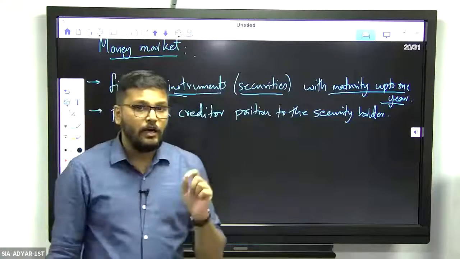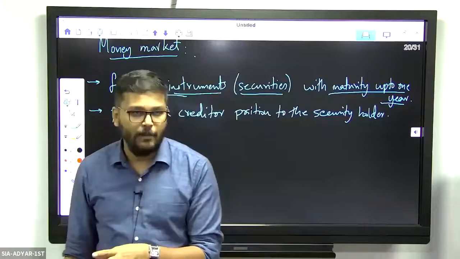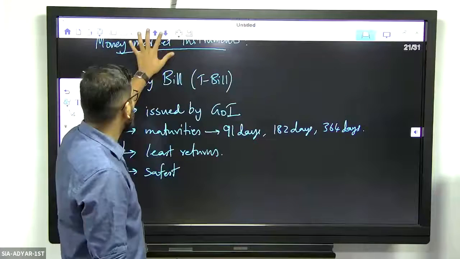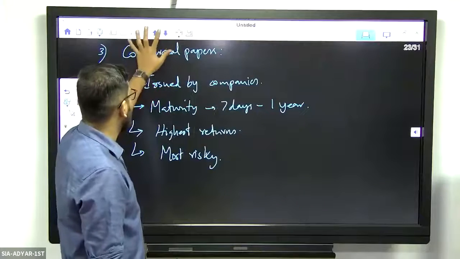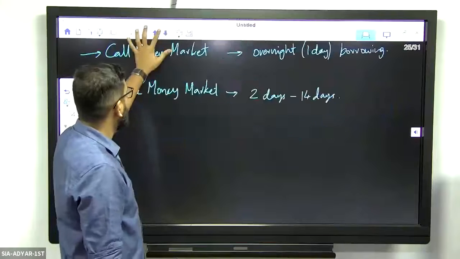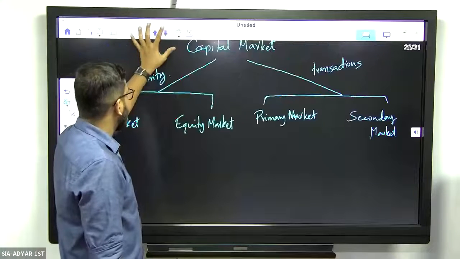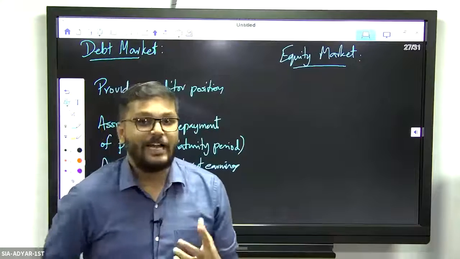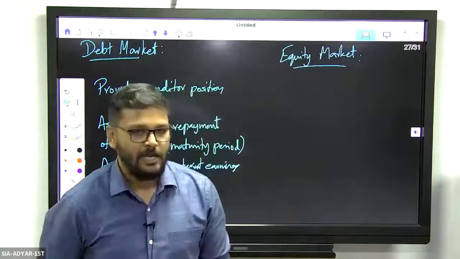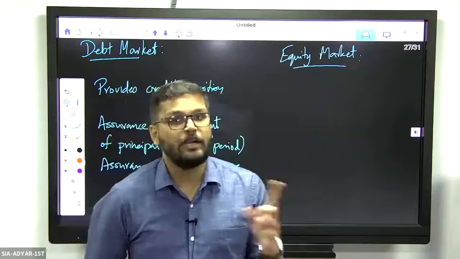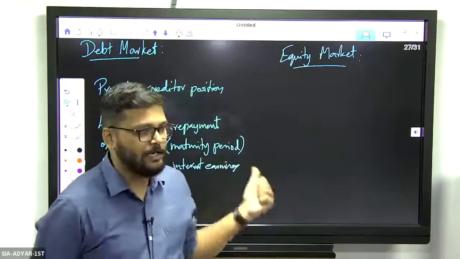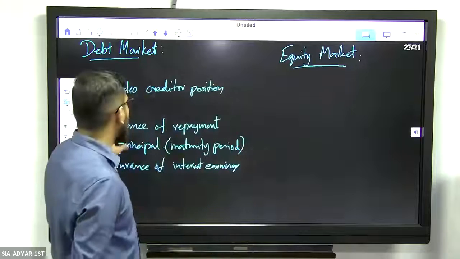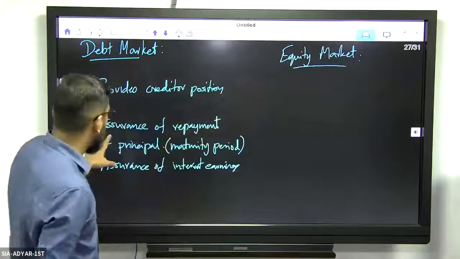It doesn't mean that debt instruments are available only in the capital market. T-bill, all this is a debt instrument. So don't get confused, because when I talk about bonds and securities, I'll talk about T-bills as well as G-Secs. So you should not think, is T-bill a capital market instrument? T-bill is a debt market instrument, but from the money market. Here we are classifying it as a debt market and equity market.